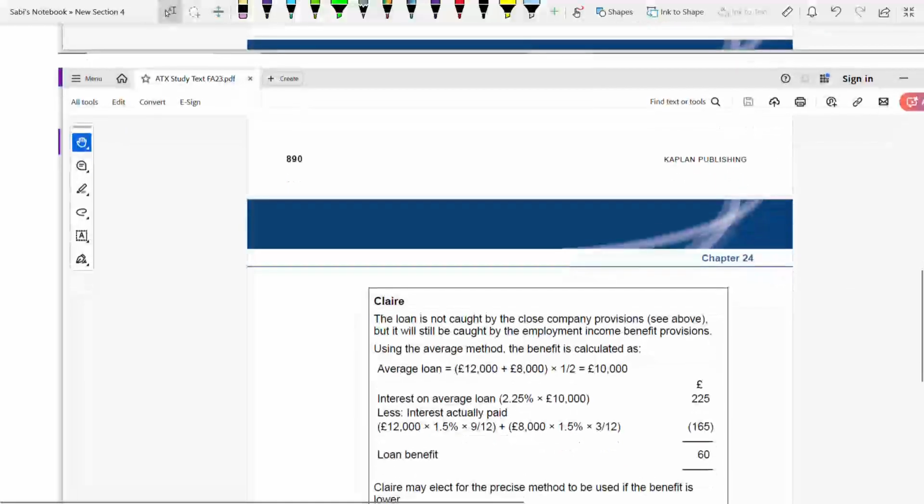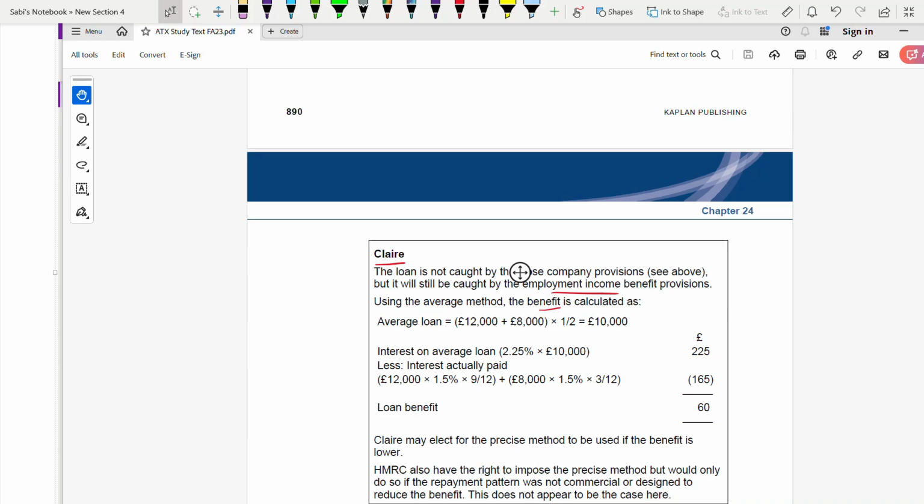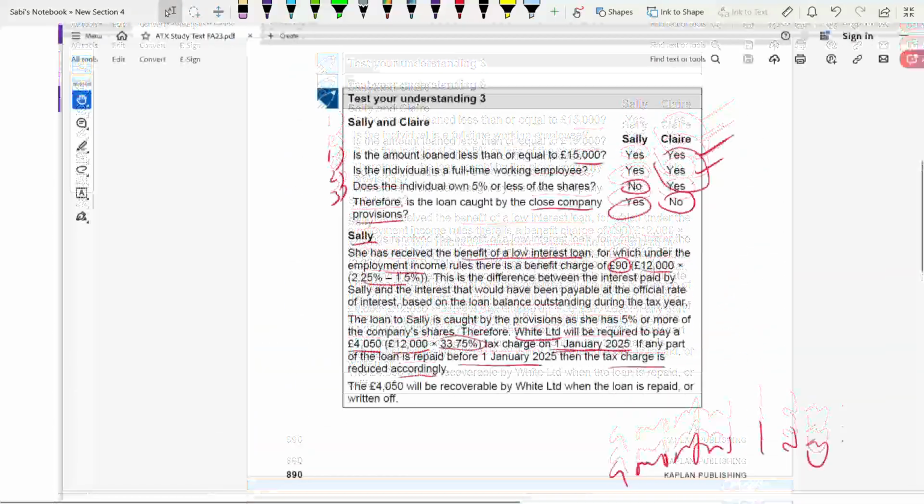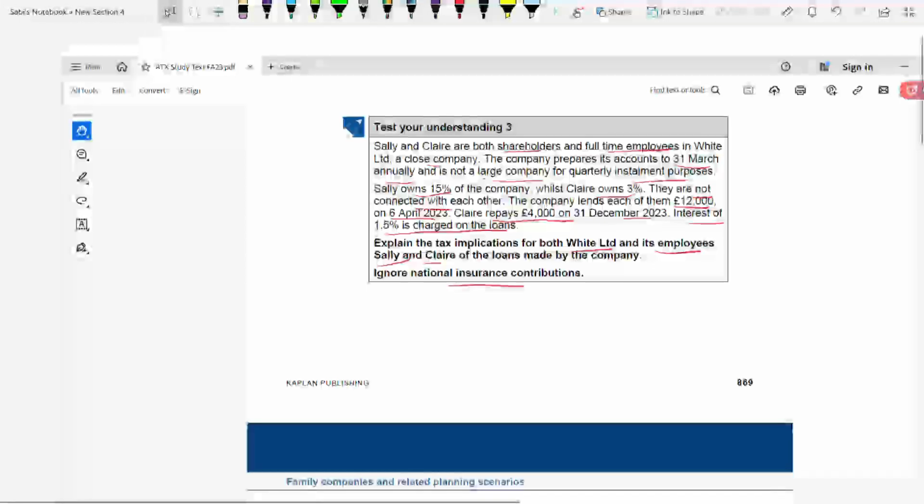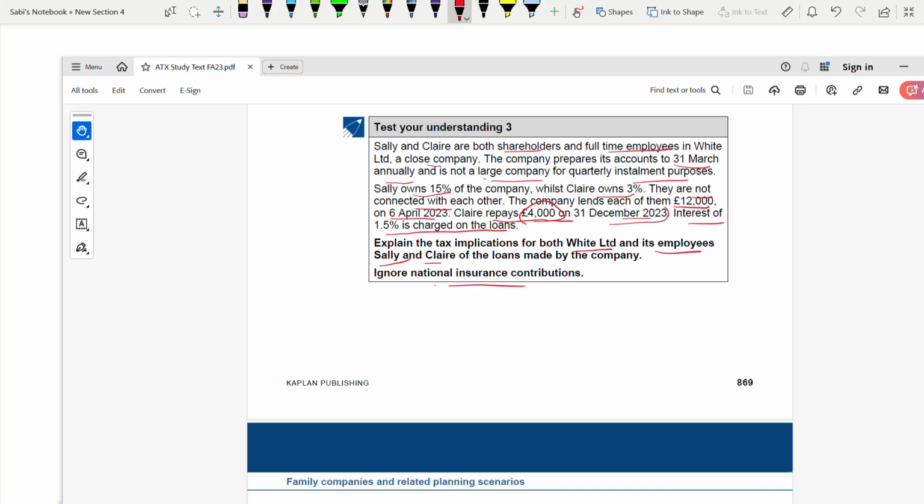Now, Sally's part is over. Coming to Claire. Claire is not caught by the close company provision, but she is still receiving employment income. So now we'll use the benefit of employment income. How? Remember, she is repaying also, Claire. Okay, you see here, she repays 4,000 on this date, before that date, Claire.